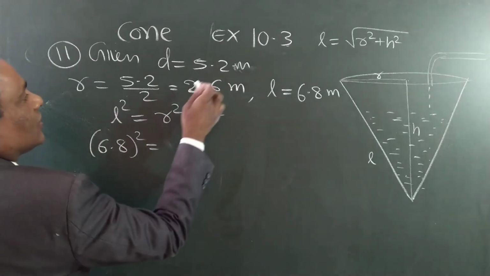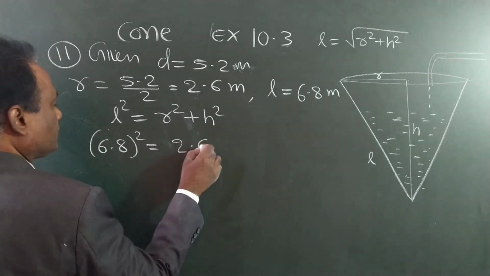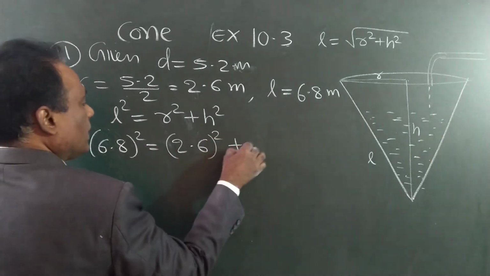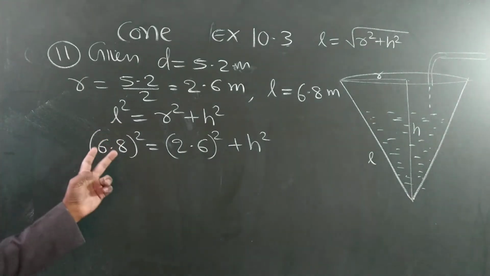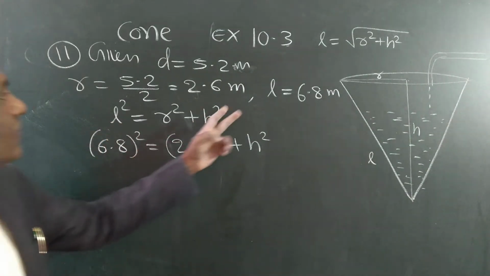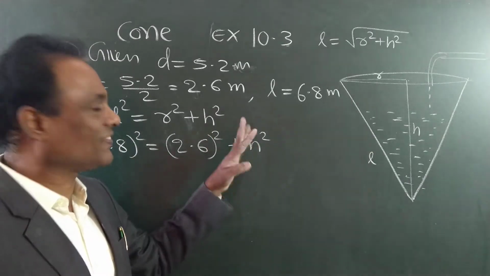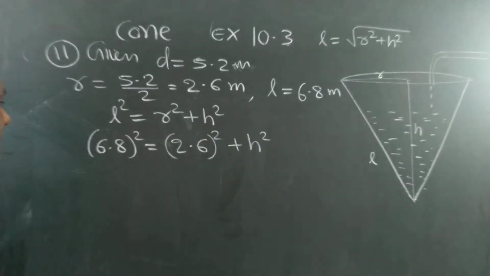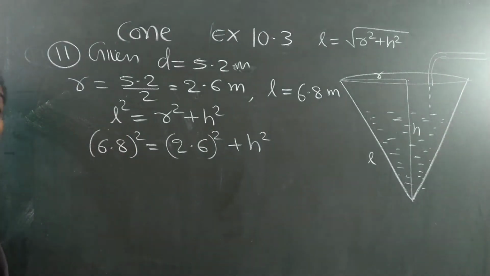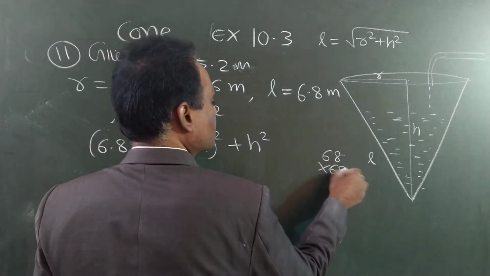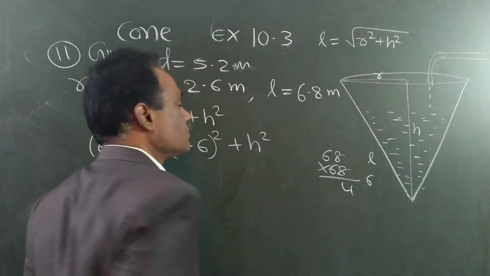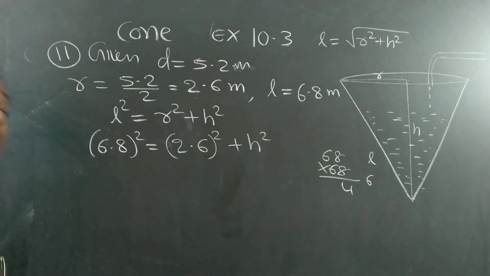R is 2.6, plus h square. H value we have to find. L is 6.8 whole square, r is 2.6 whole square plus h square. 6.8 whole square, that is 6.8 into 6.8.